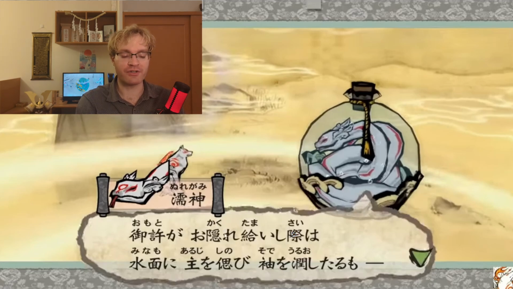So, o-kakure tamai shi sai. Now, sai, again, this is something that you see in modern Japanese, but I've never seen it used like this in a classical Japanese source. That doesn't mean it didn't happen. It just means that I haven't come across it. I haven't ever seen one.